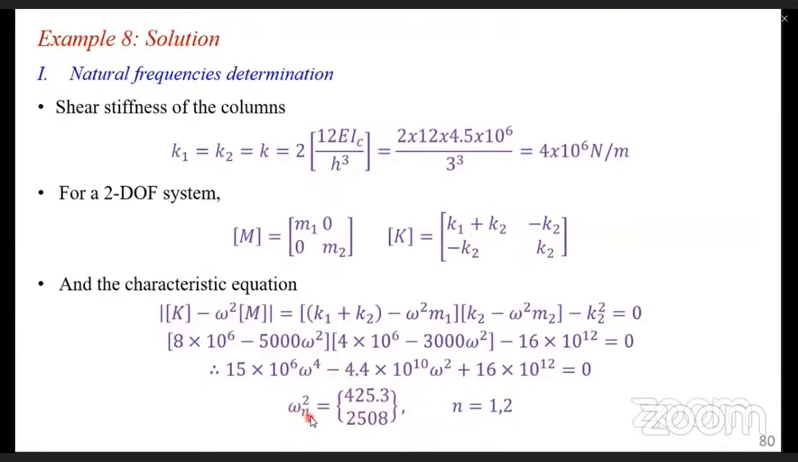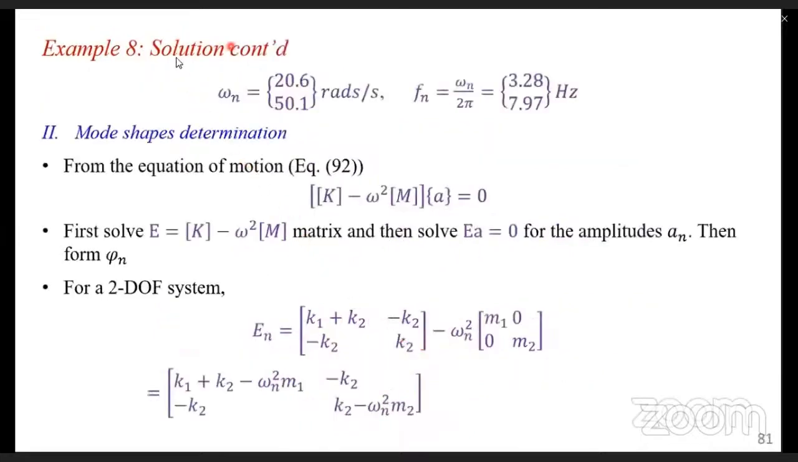Remember the frequency, you obtain it in terms of omega squared. So you see here we have omega raised to power 4, omega squared. So you can write this in omega squared, so that you have a quadratic equation with 2 roots. N is 1 and 2, of course, the number of degrees of freedom. So root 1 is 425, root 2 is 2508. And therefore the fundamental frequencies, of course the square root of that, we have 20.6 and 50.1, ignoring the negative.